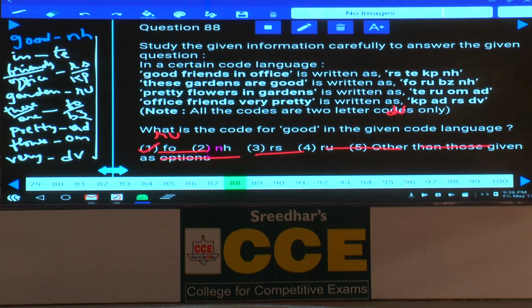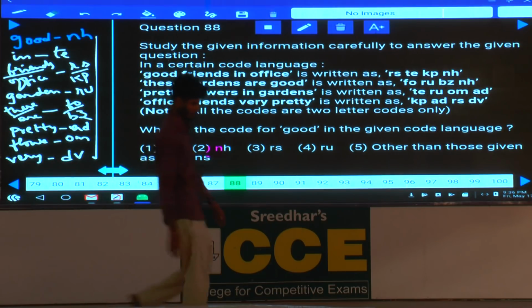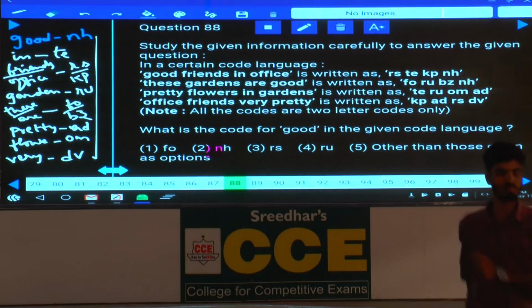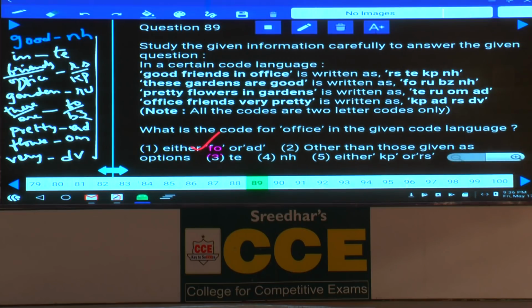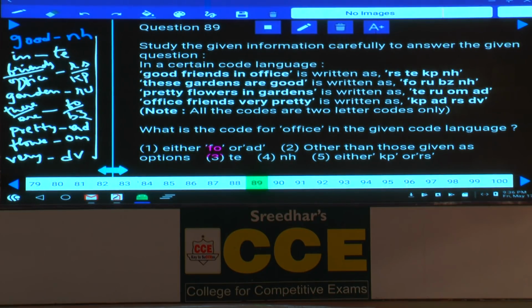Next one, question number 88. What is the code for good? Yes, tell me what is the code for good? NH, that is choice 2. Then 89, what is the code for office? Tell me what is the code to this word office here? RS or KP, in any order, that is choice 5, 89.